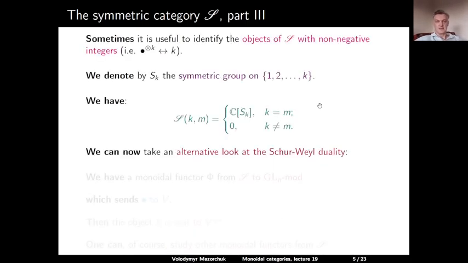And now we can think of our Schur-Weyl duality in terms of this symmetric category curly S as follows.